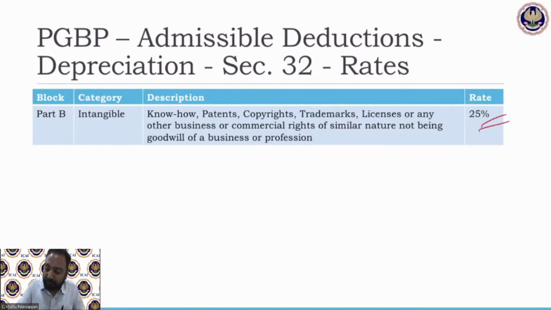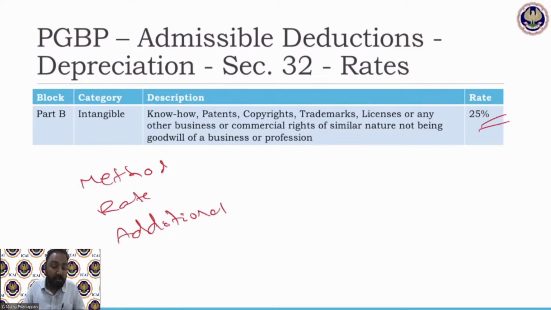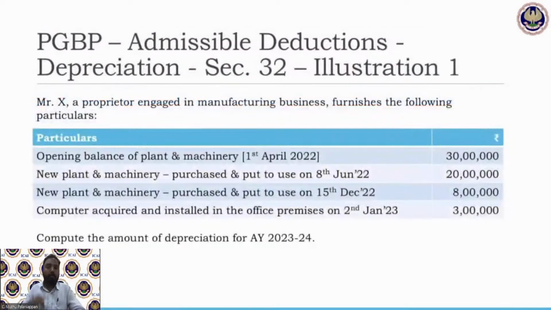So now we understand the method, the rate, and also the concept of additional depreciation. We also understood when depreciation should be provided. We saw three conditions: specified asset, used by the assessee, owned by the assessee. We saw the method, rate, and additional depreciation. Now we will solve a small problem for this, and then we'll have some multiple choice questions. Probably another 10-15 minutes extra will be there. Before that, I'll try to answer some of the questions.